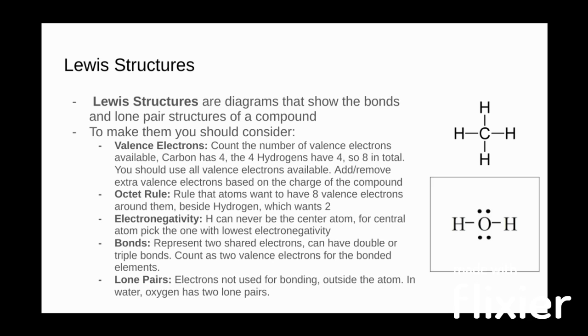Electronegativity. H can never be the center atom. For the central atom, you pick the one with the lowest electronegativity. Bonds represent two shared electrons and can be double or triple bonds. Count them as two valence electrons for the bonded elements.